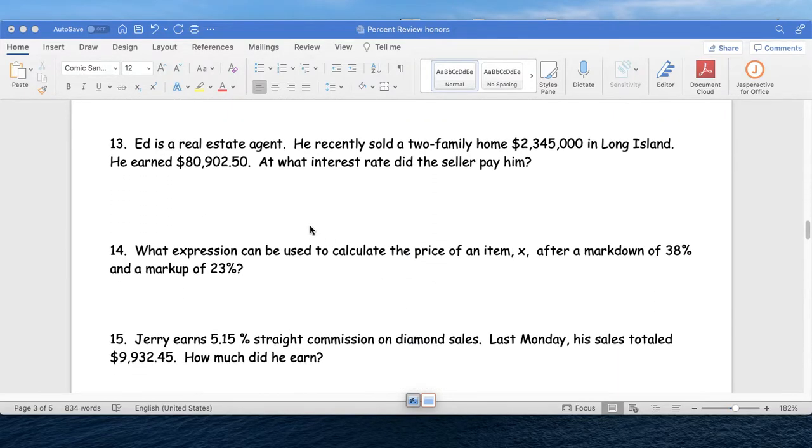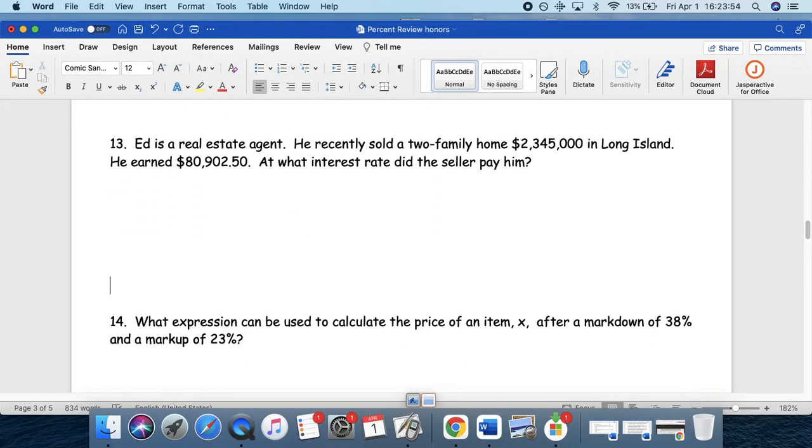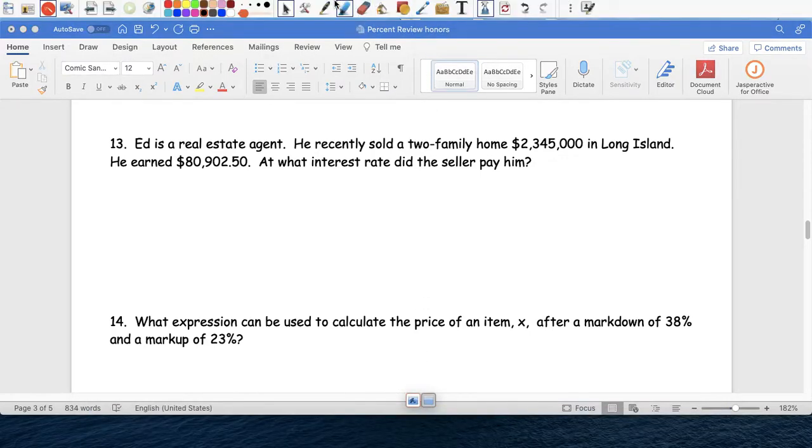Ed is a real estate agent. He recently sold a family house for $2,345,000 in Long Island. He took home a check, his commission, of $80,902.50. What was the interest rate?